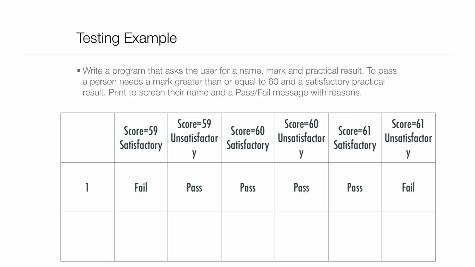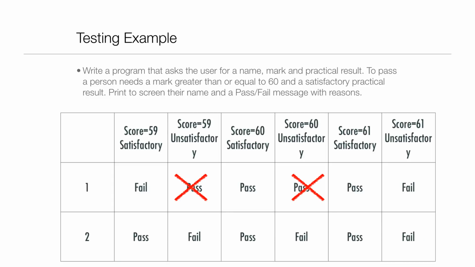Yep, the second one, 59 and unsatisfactory. The program reported a pass, but that should have been a fail because you need to get 60 or above to pass, and satisfactory. So that failed on both sides. Any other problems there? 60 unsatisfactory. Yeah, they got the required mark to pass, but they didn't get the satisfactory result. So those two are a fail.